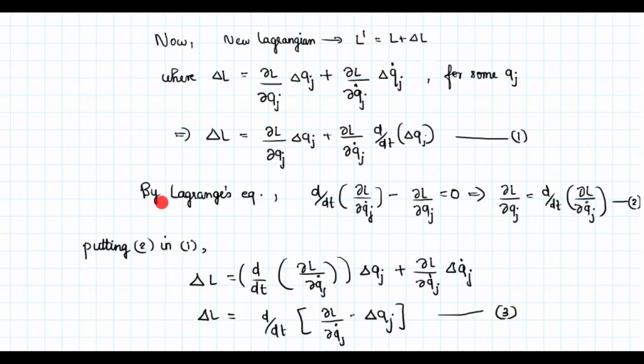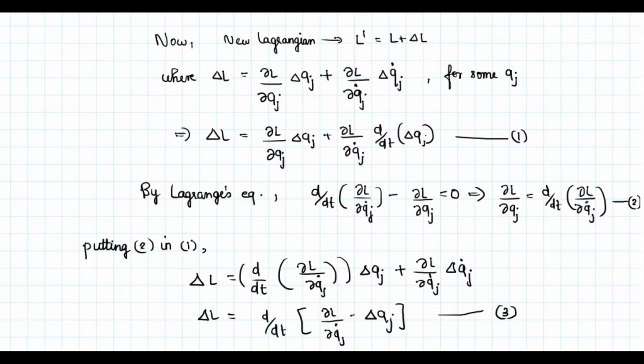Now, by Lagrange's equation of motion, we know that d by dt of dou L by dou Qj dot minus dou L by dou Qj equal to 0, which implies dou L by dou Qj equal to d by dt of dou L by dou Qj dot. So we are going to substitute for this dou L by dou Qj in this expression in equation number 1.